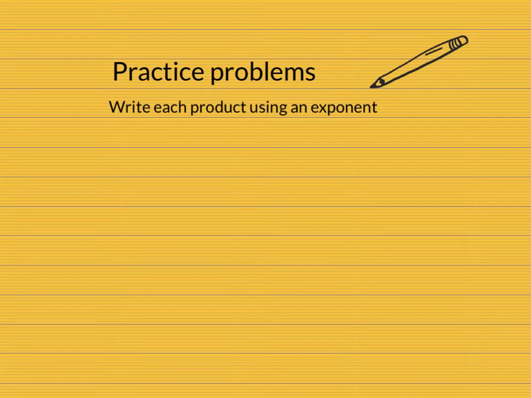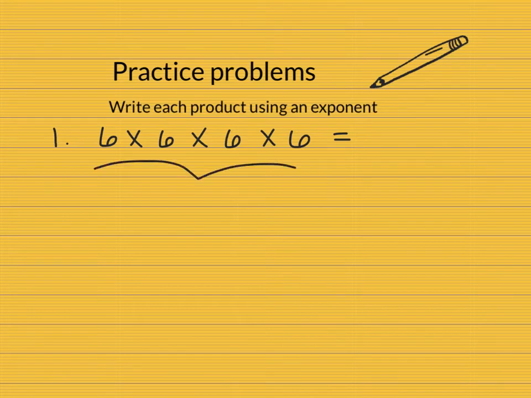Here are some practice problems. Make sure to take notes so you can refer back to them. Write each product using an exponent. So for example, write 6 times 6 times 6 times 6. The factor 6 is the base. The factor is multiplied 4 times. The exponent is 4. So it can be written as 6 to the fourth power.